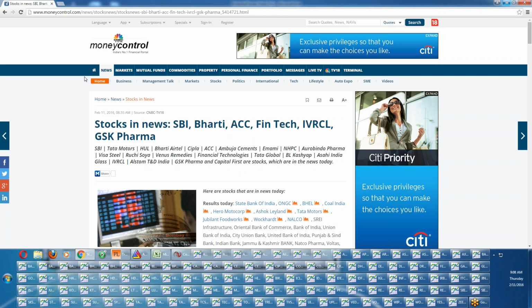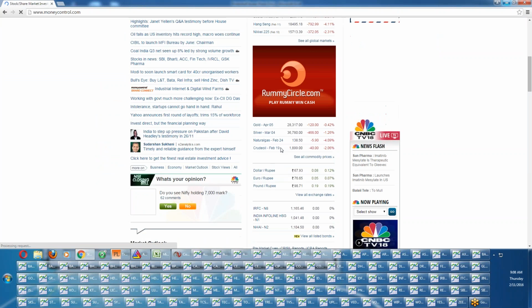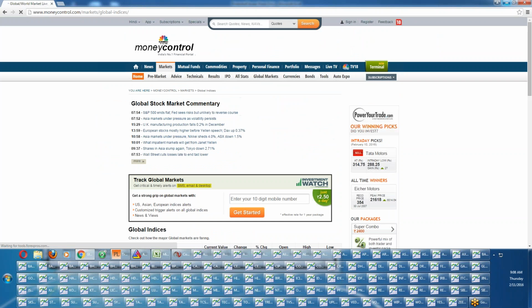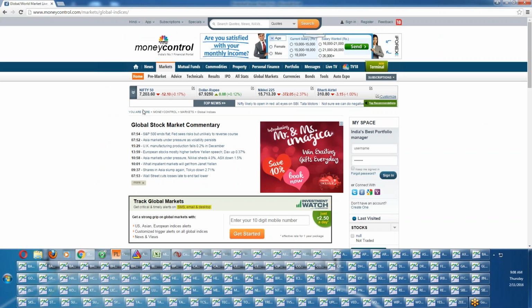And other than this, let me give you an idea of SGX Nifty. Nikkei is down 2.5%, and the Korean markets also. You can see that SGX Nifty is minus 51 now. Coming back to the pre-open, Nifty is minus 12.